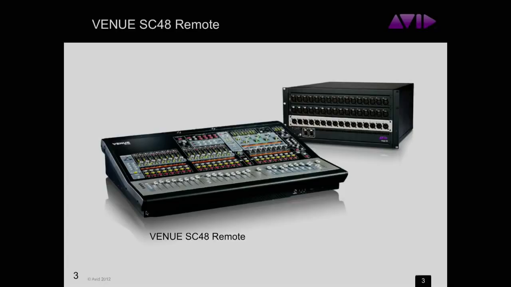All right, so here's what you see here is the Venue SC48 Remote package. It comprises two parts and pieces now. As you can see, we have the control surface in the foreground, but also a remote I/O box called Stage 48. So your SC48 system is going to comprise at least two pieces there if you're in the SC48 Remote model. Okay?